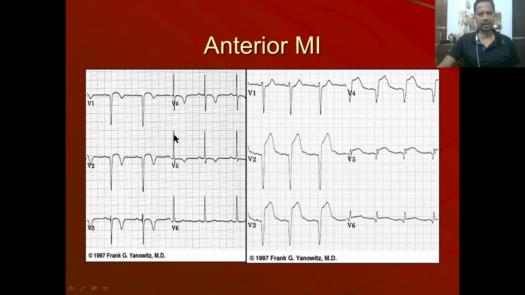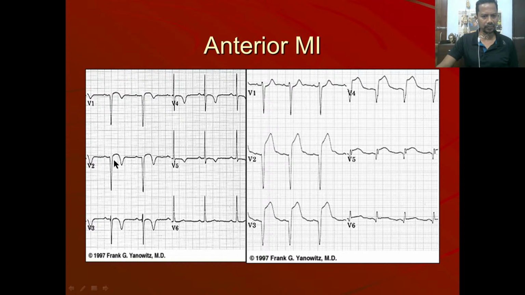Anterior MI. So V1 coving, T inversion, V2, V3. So MI is still happening. Now you will say this is a Q wave, so no need to give thrombolysis. This is not a Q wave. This is an R wave. The slightest upstroke makes it an R wave.